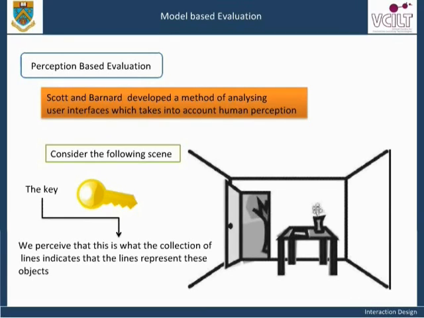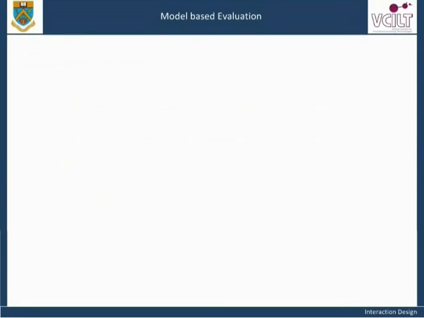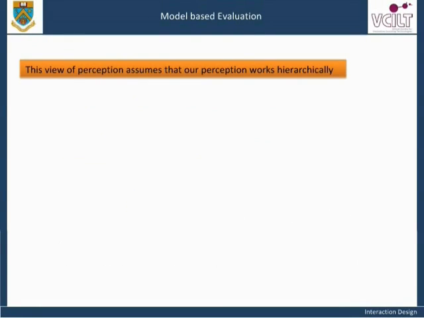Importantly, this perception of objects is focused. That is, we look at particular parts of an image and concentrate on them. For example, we might look at the table, and then the objects that are on it, the vase with flowers, and the paper, or we might look at the door, and the objects we can see through it, the tree, and the hill. This view of perception assumes that our perception works hierarchically.